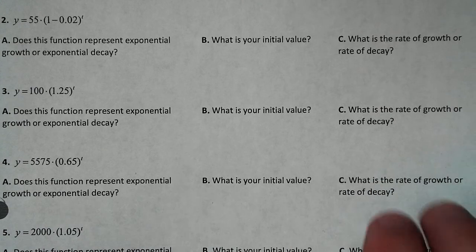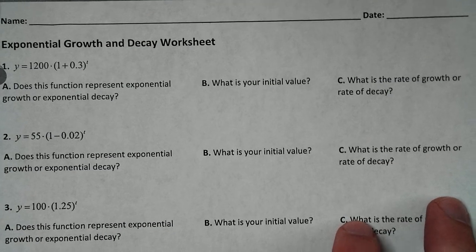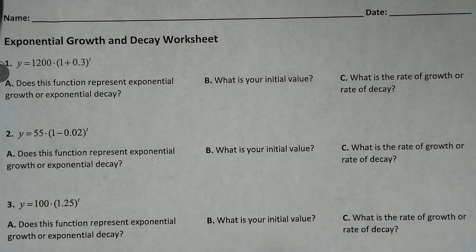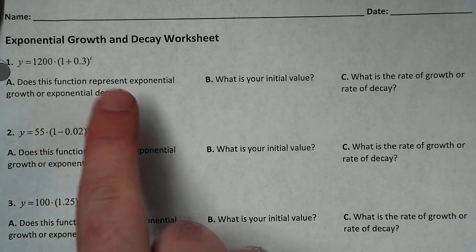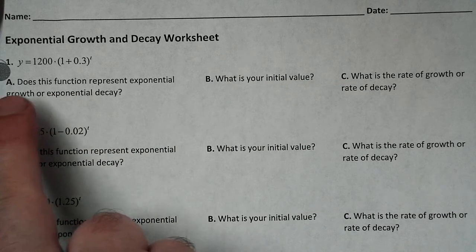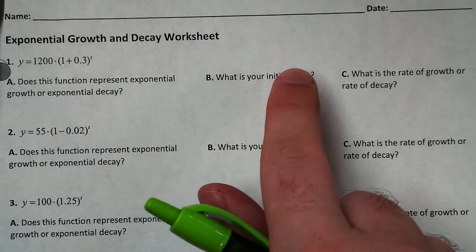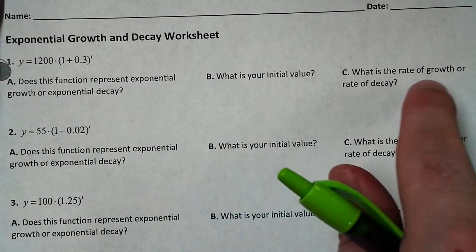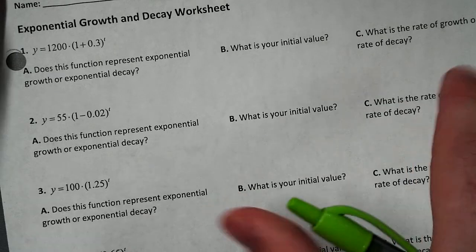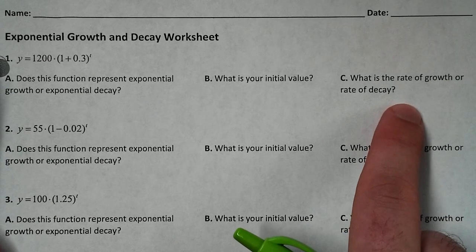So this goes just with the other notes we finished. If you have questions on how to do it, look at the other notes. But make sure to answer all 3. Is it a growth? Is it a decay? What did you start with? And what is that rate? Make sure to list your rates as a percentage, okay?